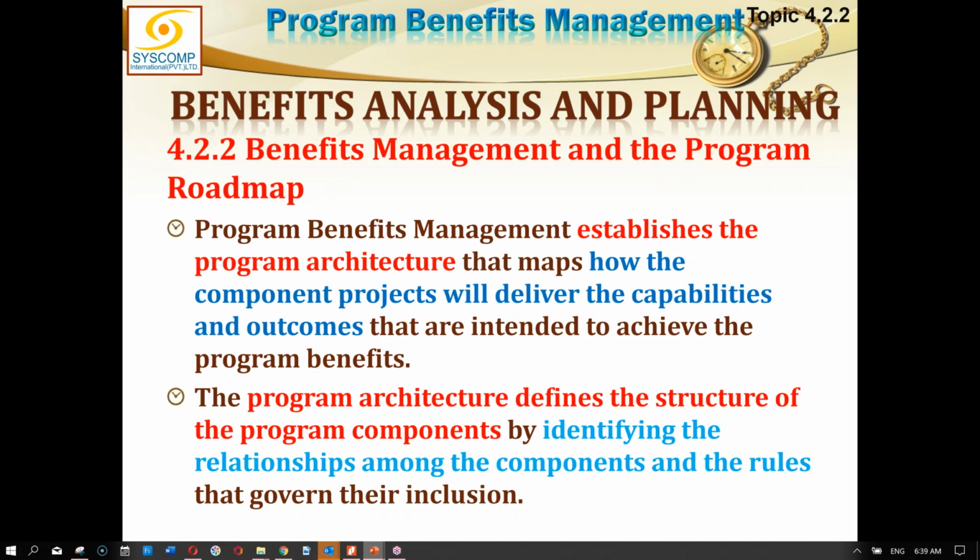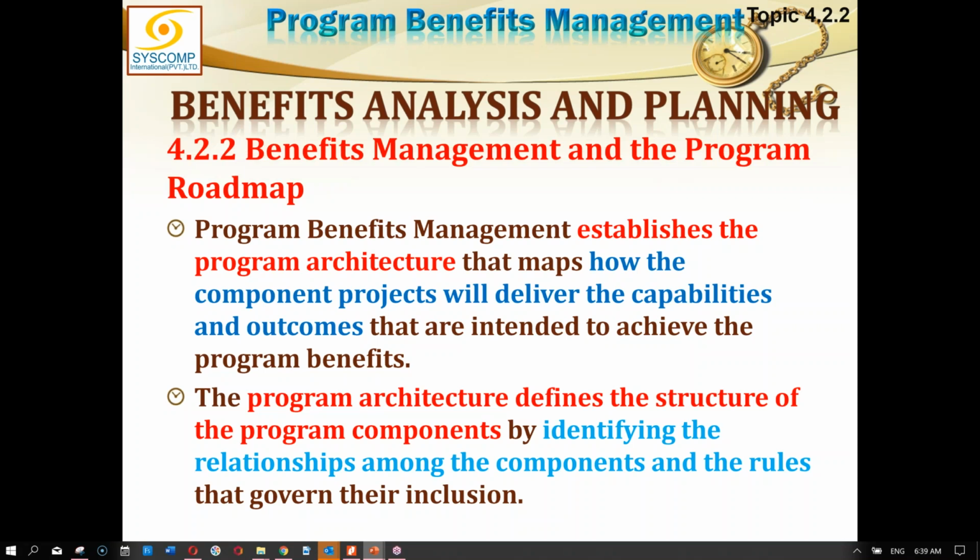Program architecture defines the structure of program components by identifying the relationship among the components and the rules that govern their inclusion. Why should a component or a project be made part of the program? If it can deliver certain output or outcome which could yield certain benefit, and that benefit would be consolidated into our program benefit. So the components are given birth. Program components are given birth based on their need.